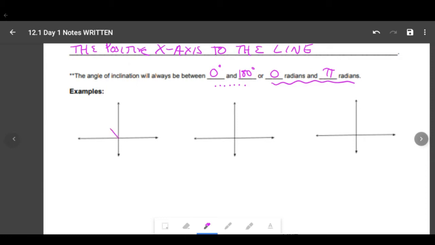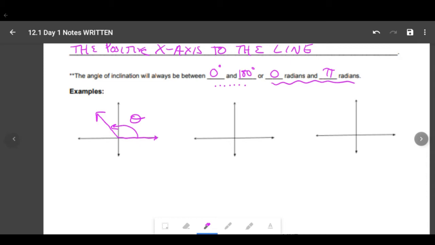So if you take a look at just a couple of examples, if I draw a line on a grid, and it goes up in that direction, there's the positive x-axis. So my theta, or my angle of inclination, would be finding how many degrees or how many radians it is from the x-axis to that line, all right?